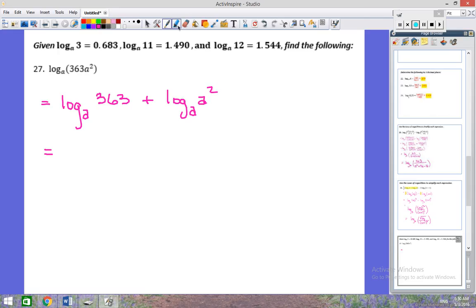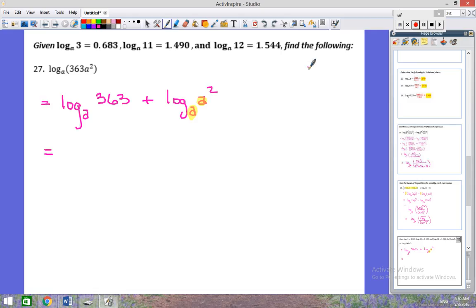And we have seen before that when you have this base and this base being the same, this just collapses. This is just equivalent to 2. I often say this is 2 in disguise. The 363, we're going to have to play around with 3, 11, and 12 to see if we can somehow, through multiplication, division, or taking an exponent of one of these values, get 363.